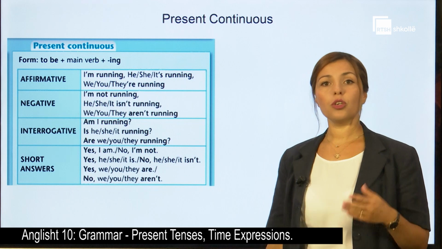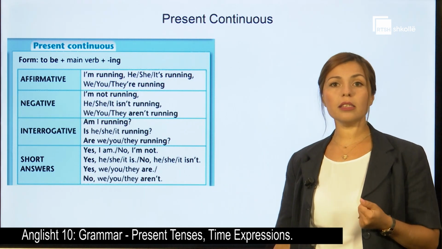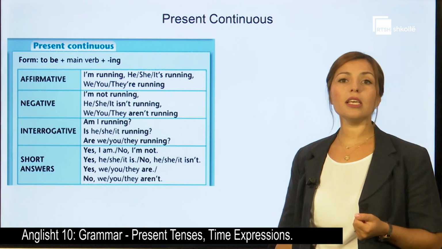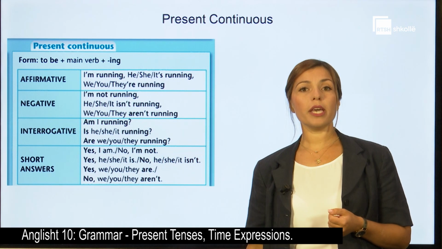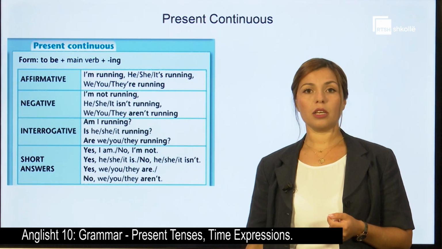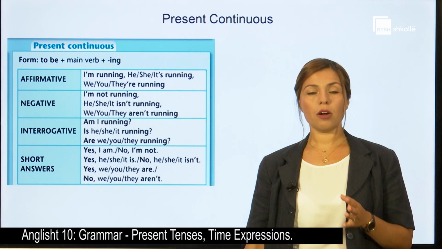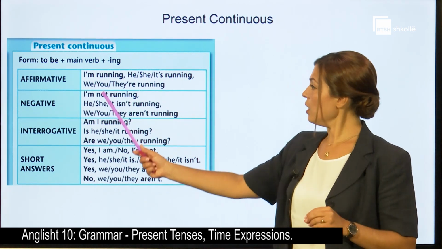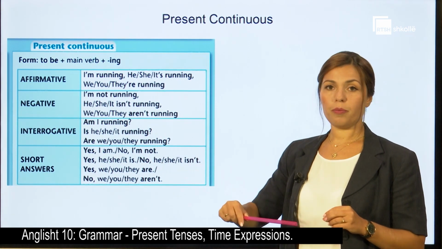You, continue. You are running. He is running. She is running. It is running. We are running. You are running. They are running. So the verb to be and our verb in ing form.